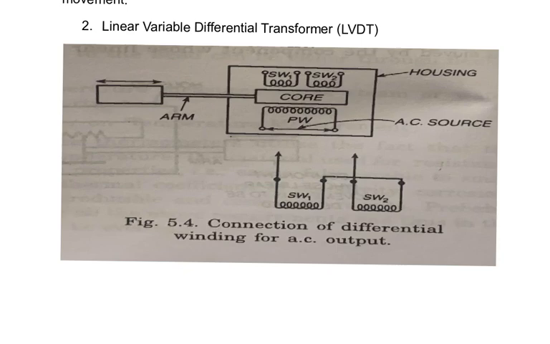The next is the linear variable differential transformer. You can see the diagram here. This is an arm, housing and an AC source. It is a connection of a differential winding for an AC input. You have two windings here. There is a housing, an AC source, SW1, SW2 and PW. There is an arm. Let us look into the working of this.